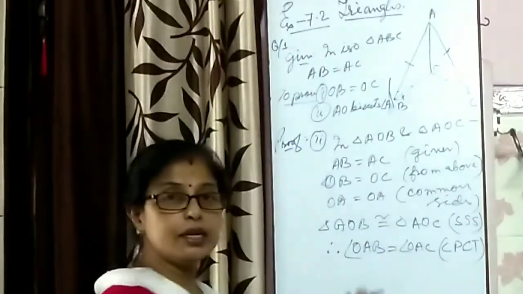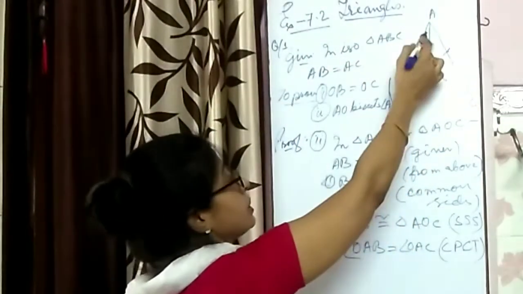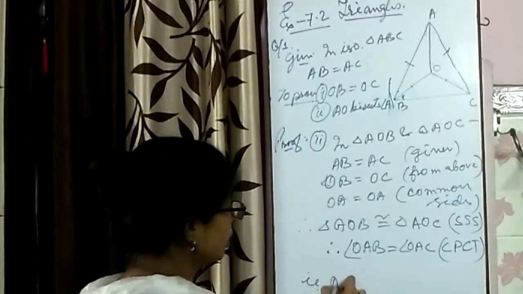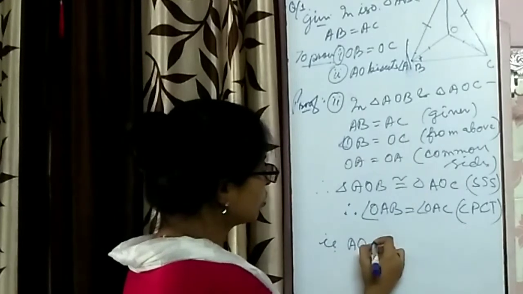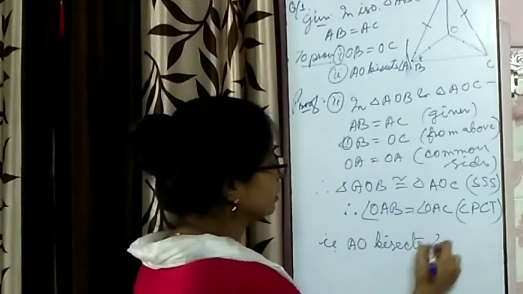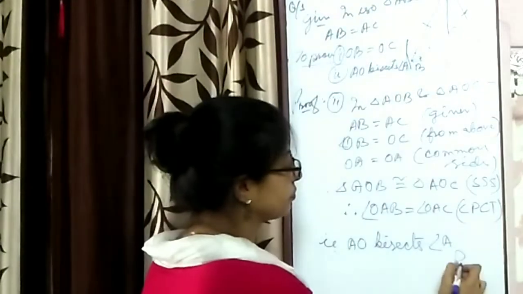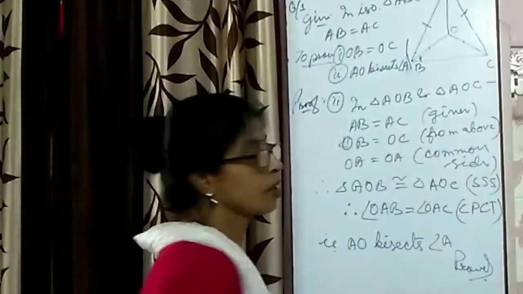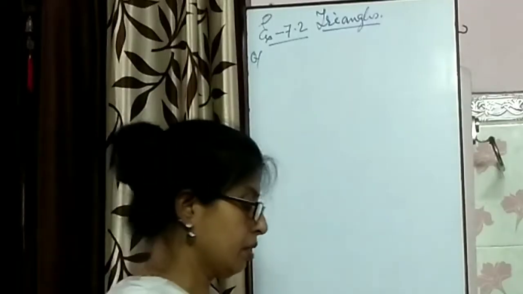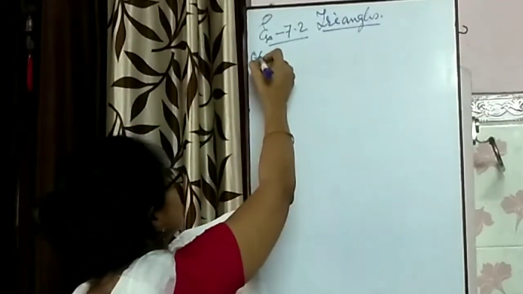If the angles are equal, that means what? OA must bisect the angle A, that is, AO or OA, same. AO bisects angle A. Proved. So 2 parts we have proved. Now it's question number 2.